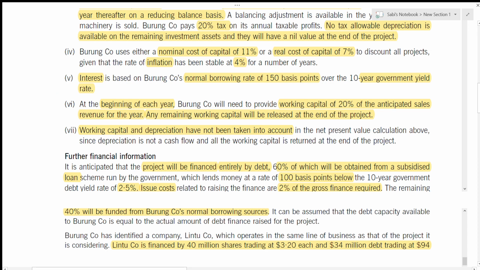And finally, the last one: working capital and depreciation have not been taken into account in the net present value calculation above. Since depreciation is not a cash flow, we all know that, and all the working capital is returned at the end of the project. Now there is further financial information.